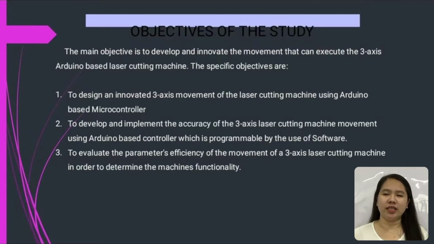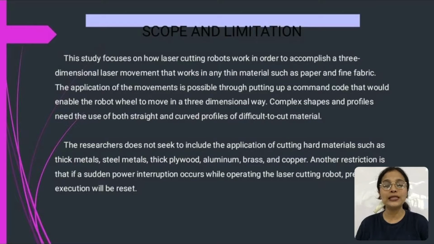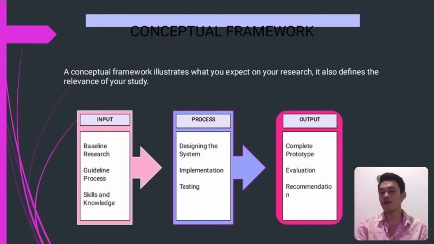machine's functionality. In the researcher's scope and limitations, the study focuses on how to accomplish a paper laser cutting machine's movement that enables the robot wheel to move in a 3-dimensional way. The robot will work on thin materials such as paper and fine fabric. It does not seek to include the application of cutting hard materials such as thick metals, steel metals, brass, aluminum, copper, and thick plywood.